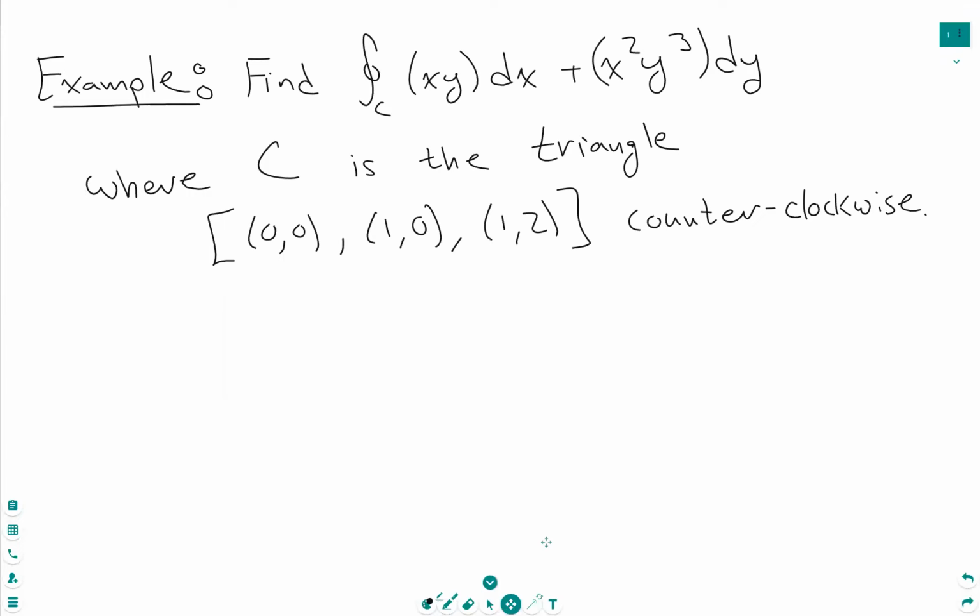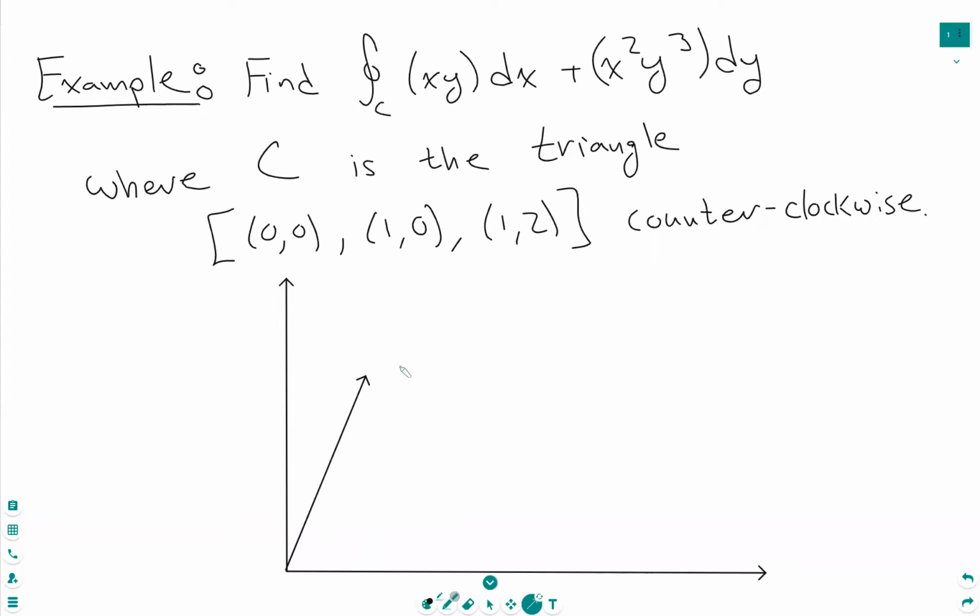Okay, first thing to do, let's sketch out our triangle. So we go from the origin. We also include 1, 0. Something like that. And then we go up to 1, 2. And then we also come back down to the origin. So this is our triangle here.